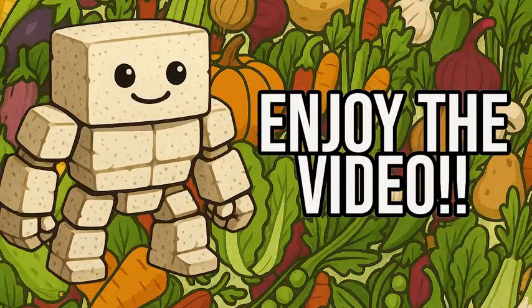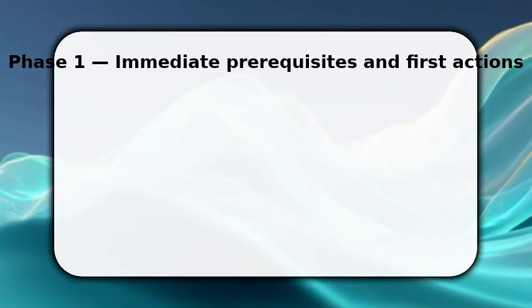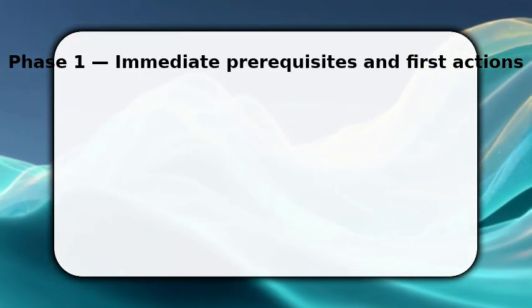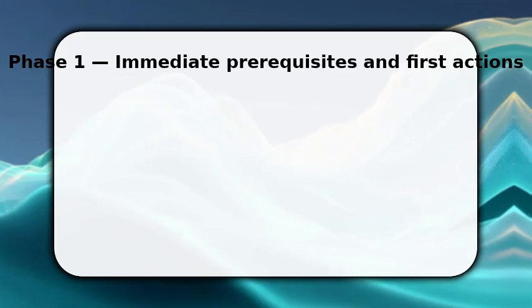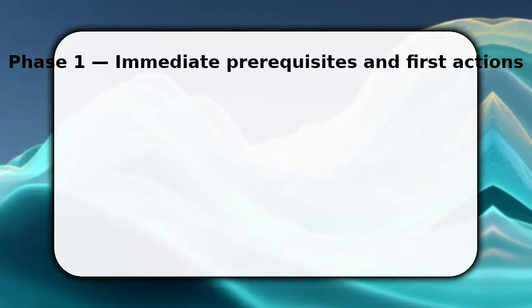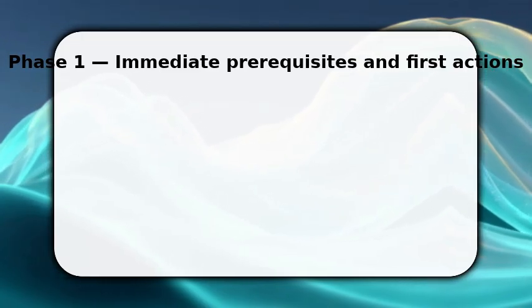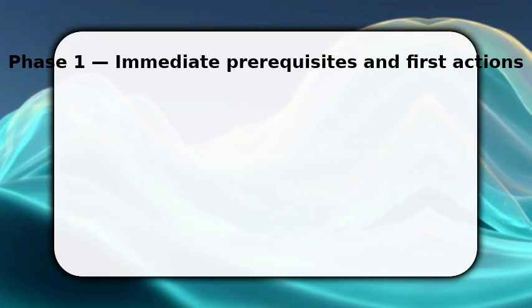Please enjoy the video. You start by protecting your original. Duplicate the layer so edits stay non-destructive. Next, pick the cutting tool: lasso for freeform, polygonal lasso for straight edges, or pen for precise paths. Make the selection now and hold Shift to add or Alt/Option to subtract.